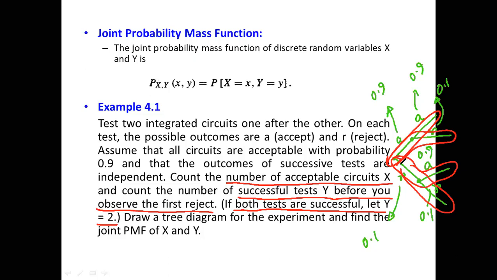There are 4 branches. Can you listen to me? Yes, sir.